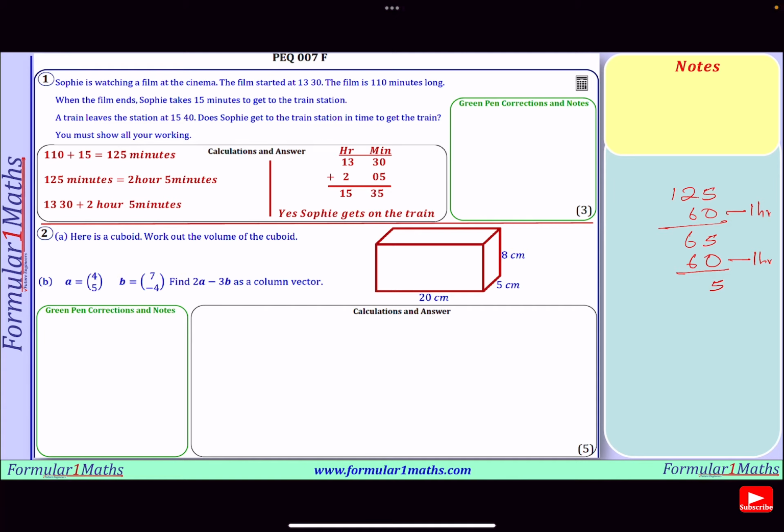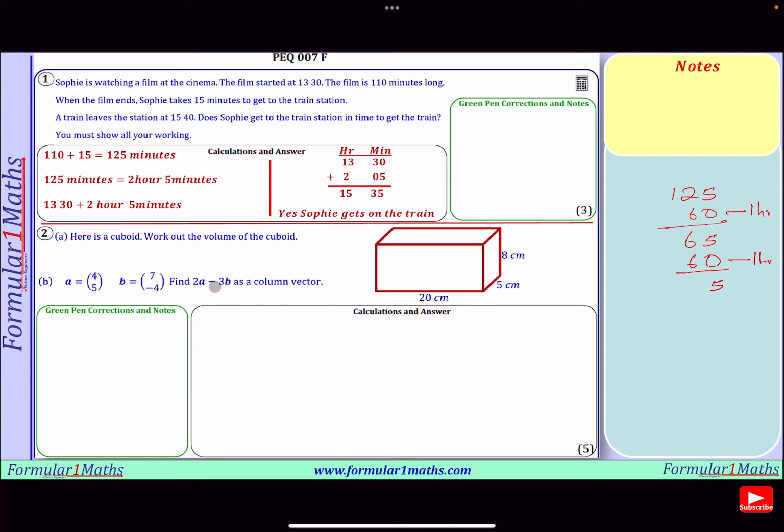So that's question 1. Question 2. A. Here is a cuboid, and this is referring to this cuboid here. Work out the volume of the cuboid. B. A is the vector this, and B is another vector. Find 2A minus 3B as a column vector.